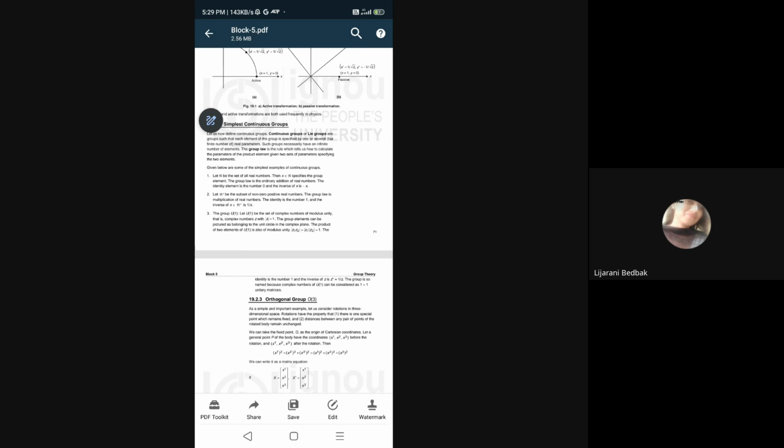So there are some simplest examples of continuous groups as shown on the screen. 3 examples I am showing you. Then the orthogonal group O3. As a simple and important example, let us consider rotation in 3-dimensional space. Rotation has the property that there is one special point which remains fixed, and second, distances between any pair of points of the rotated body remain unchanged.